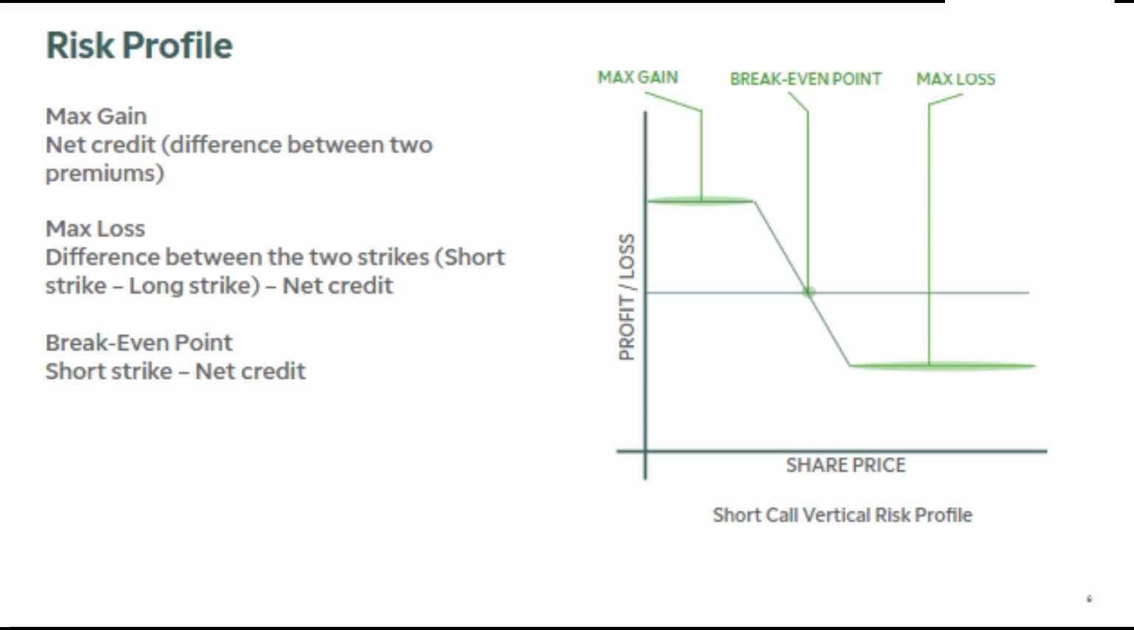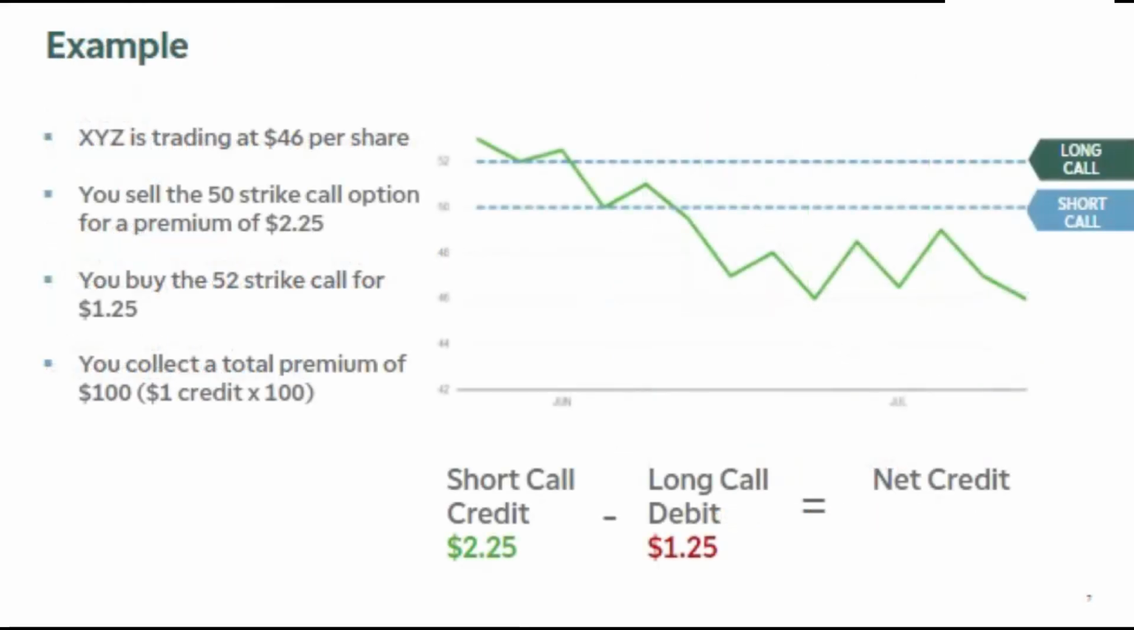If you're just selling a naked call outright, there's no limit to how much money you can lose. The stock can keep going higher and higher and higher, and you're going to keep losing money. With a vertical, we're capping our max loss. We'll do the calculation in a second, but let's talk about an example really quickly.